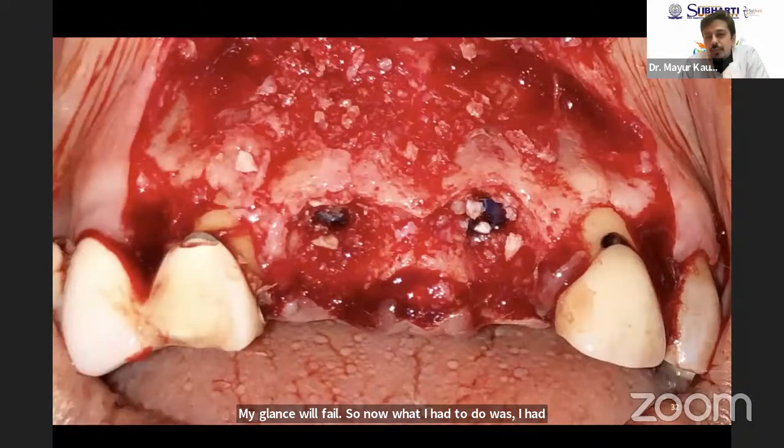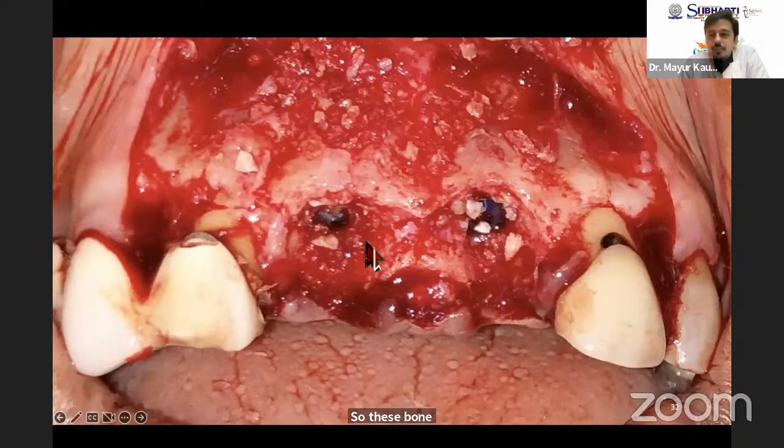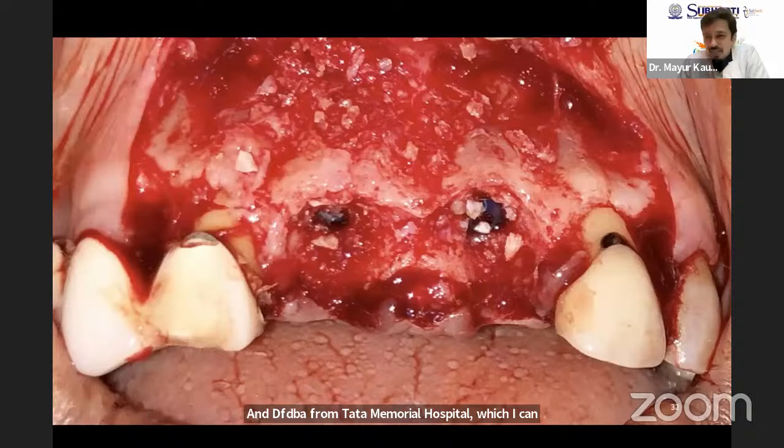So for this bone grafting, I condensed my favorite bone graft, FDBA and DFDBA from Tata Memorial Hospital, which I can proudly say I have been using for 20 years. This year I completed 20 years. The first case I had done with Tata Memorial bone graft was in May 2002. And now it is December 22.